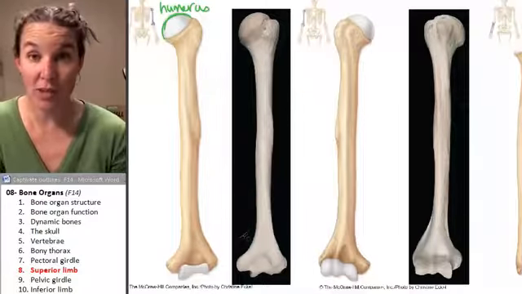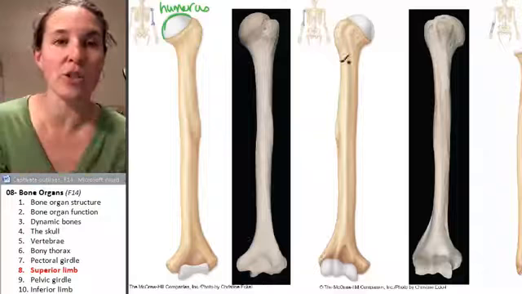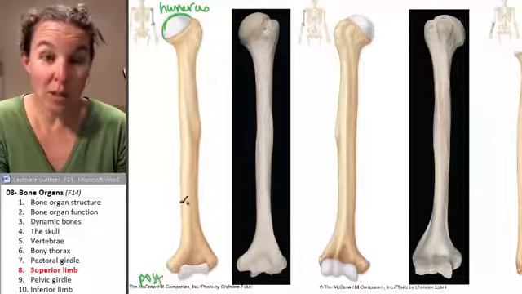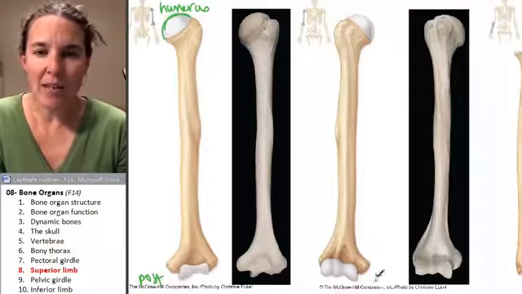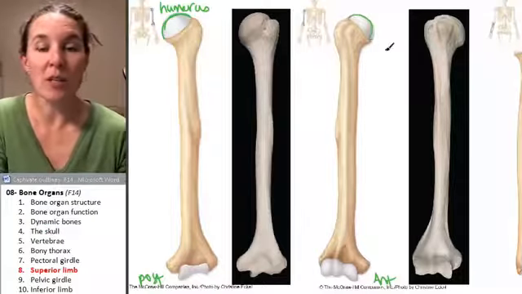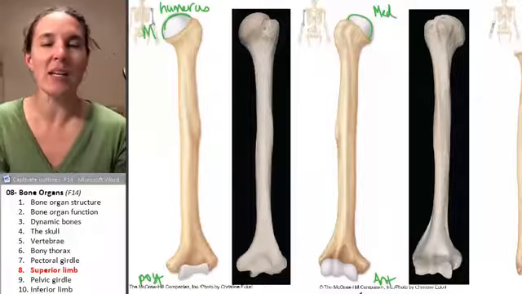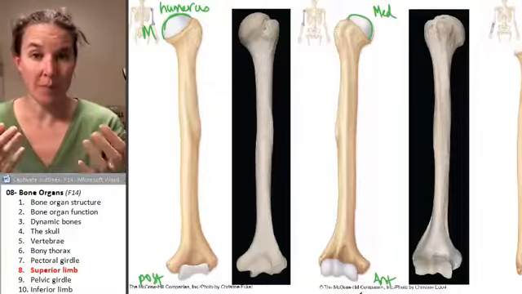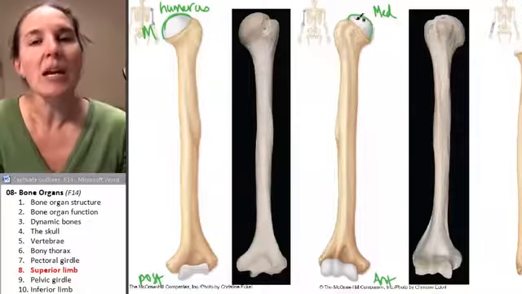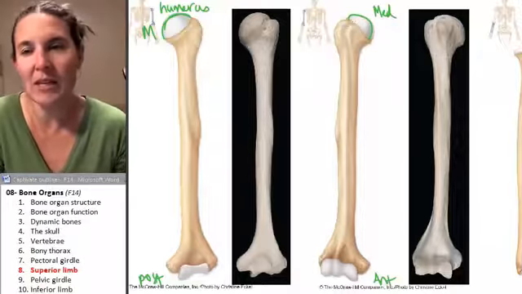The head of the humerus articulates with the glenoid fossa on the scapula, and that's what creates your shoulder joint. This is the posterior view of the humerus, and this is the anterior view. Think about this for a second. The head of the humerus articulates with the scapula, which means it has to point to the medial side of the body, because that's where it articulates with the glenoid fossa.